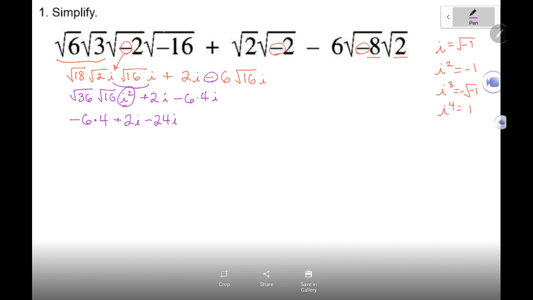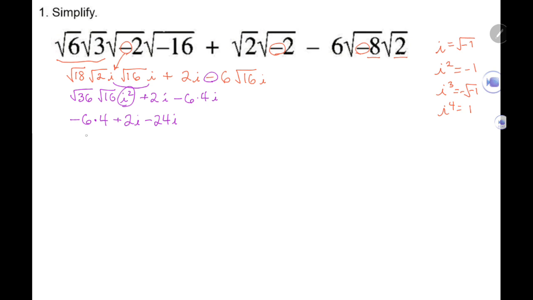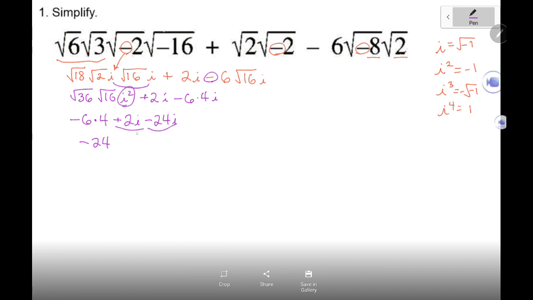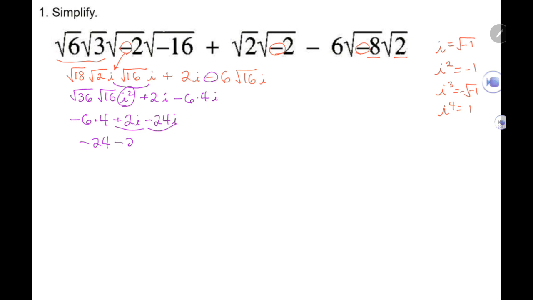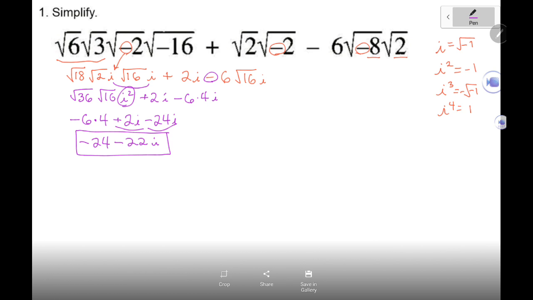And okay, so we have negative 24 to lead off here. And then I have a positive 2i and a negative 24i. They're both i, so I'm going to end up with a negative 22i. And that's my answer. I'm going to stop there. That's as much as I can do.